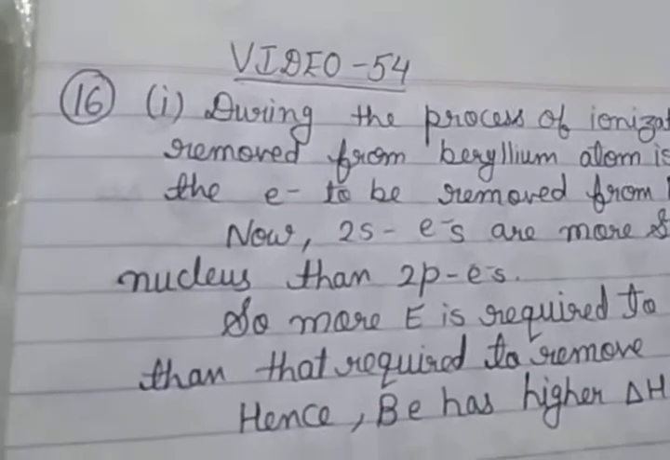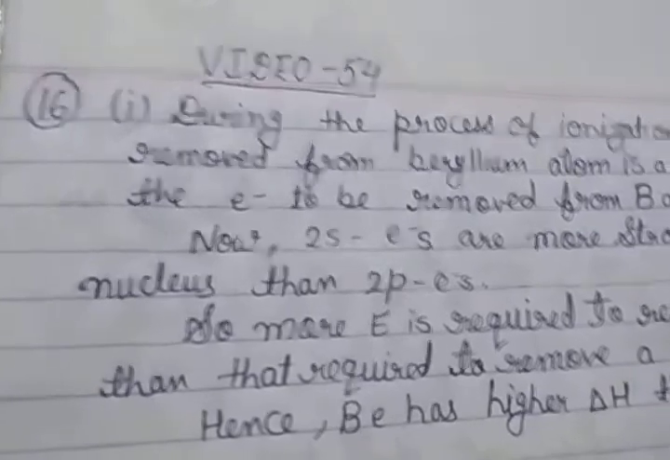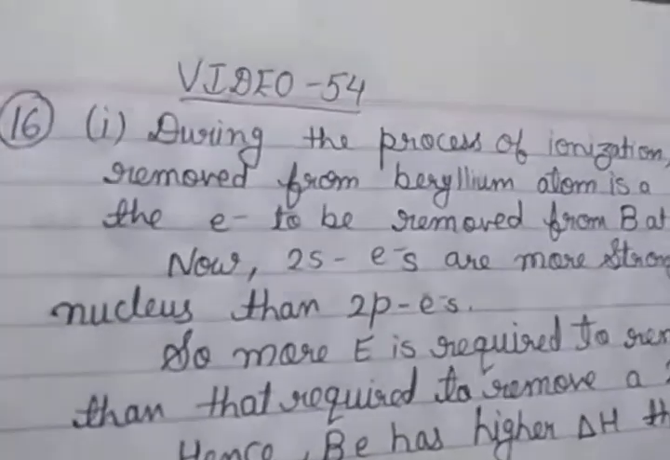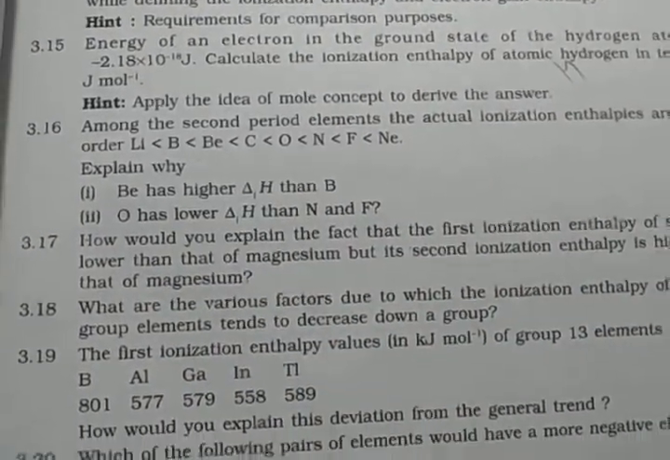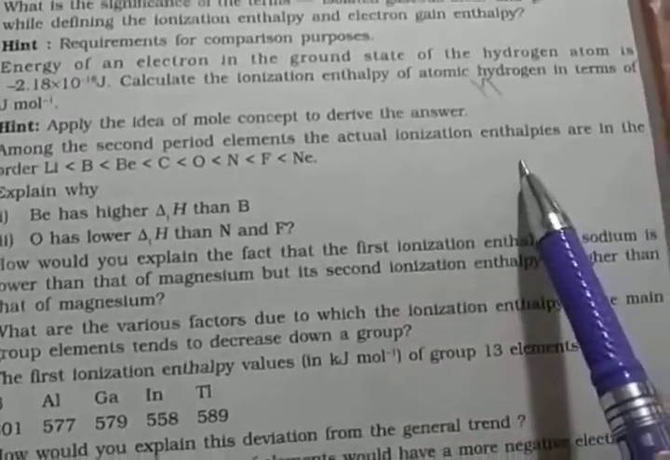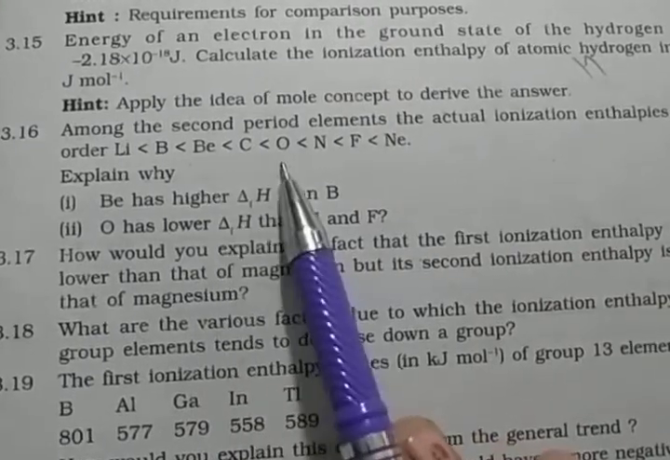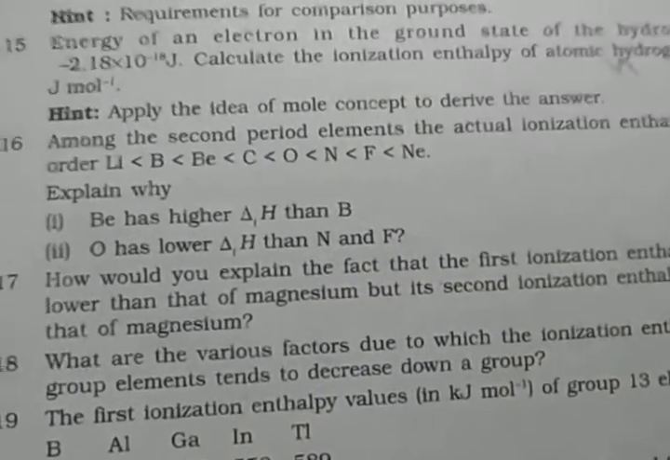In the last video I explained textual exercise questions 1 to 15, and today I will start from question number 16. Among the second period elements, the actual ionization enthalpies are in the order: lithium, boron, beryllium, carbon, oxygen, nitrogen, fluorine, neon.